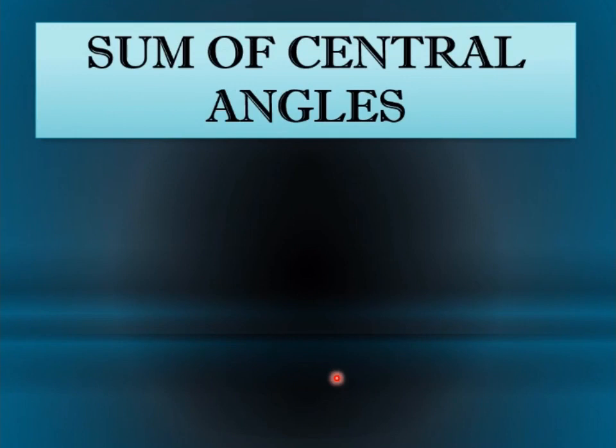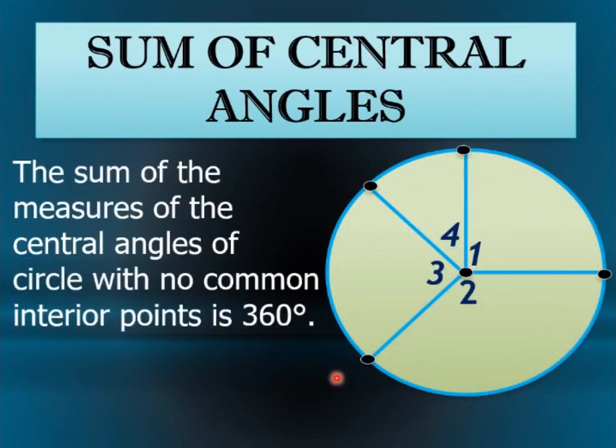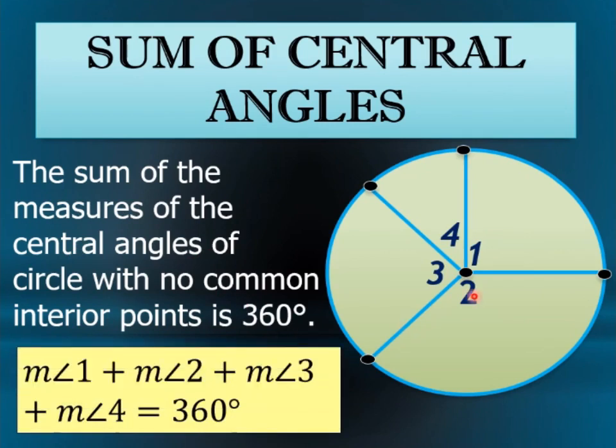Sum of central angles. The sum of the measures of the central angles of a circle with no common interior points is 360 degrees. So the measure of angle 1 plus the measure of angle 2 plus the measure of angle 3 plus the measure of angle 4 is equal to 360 degrees.